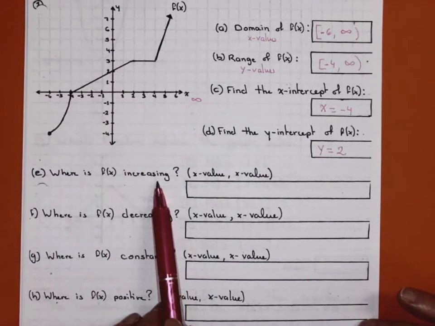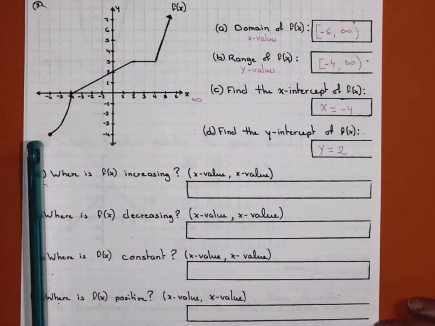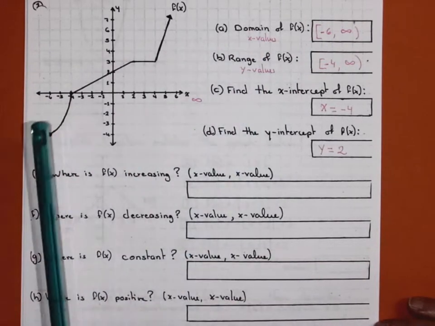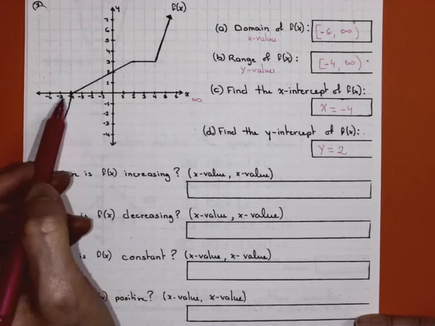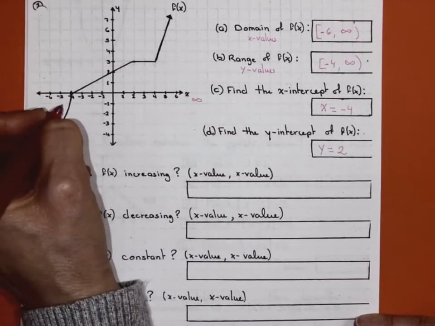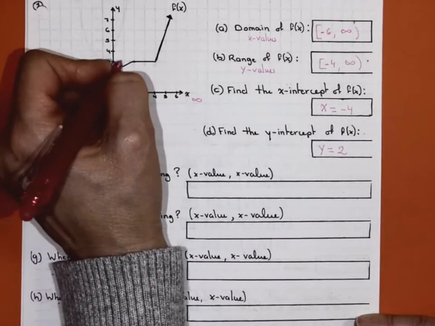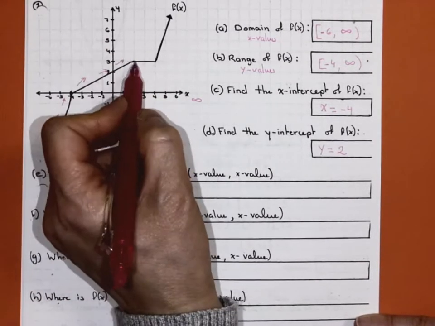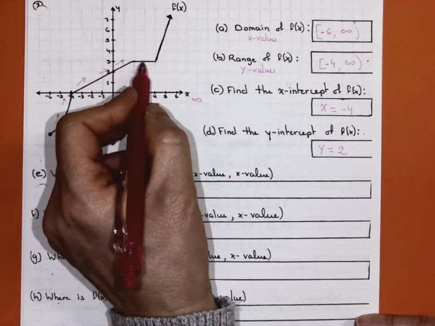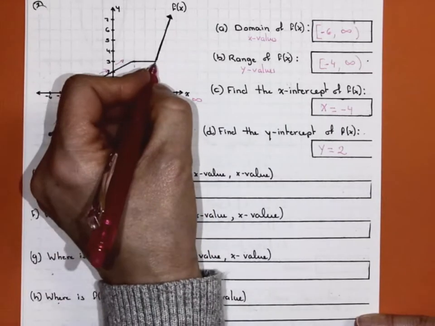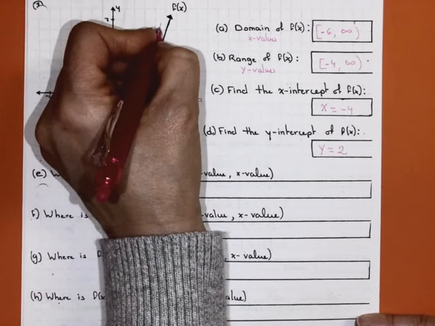Where is f increasing? So we're going to read from left to right, and we want to know where is that graph going up. So from left to right, if I start on the left, this graph is going up, and it's going to keep going up all the way to here. At x equals 2, the graph is not going up anymore, it is now constant. And then it starts going up again here at 4, where it goes up and up again.